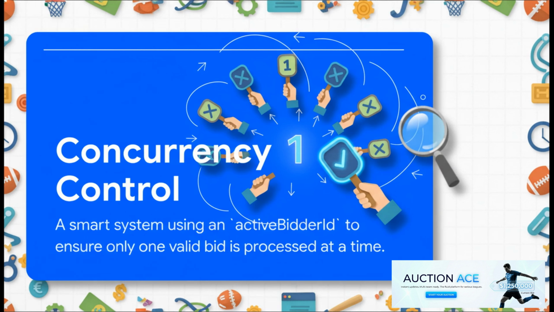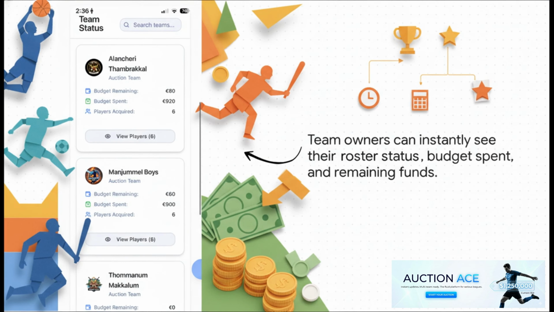So what happens if two people hit the bid button at the exact same time? Well, that's where some clever tech called concurrency control kicks in. The best way to think about it is like a traffic cop. The system instantly gives one bidder the green light while holding the other one back for just a split second. This prevents any conflicts and makes sure every single bid is processed fairly and in the right order. No arguments.